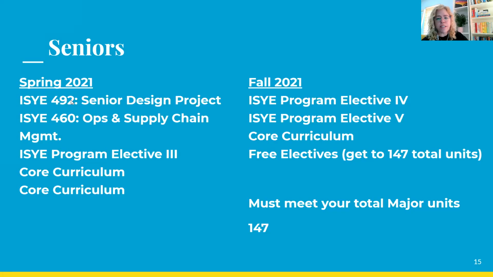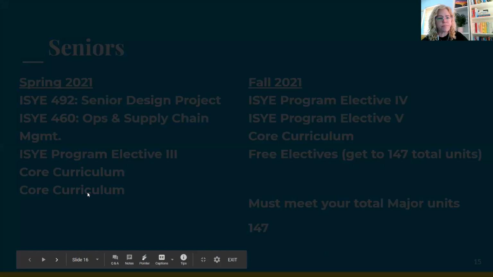Seniors, you'll be taking senior design in the spring. Please register for that. And 460. Also, you're going to be really working on getting your program electives complete, your core curriculum complete, and also getting to 147 total units and your major units, which are also on DegreeWorks.